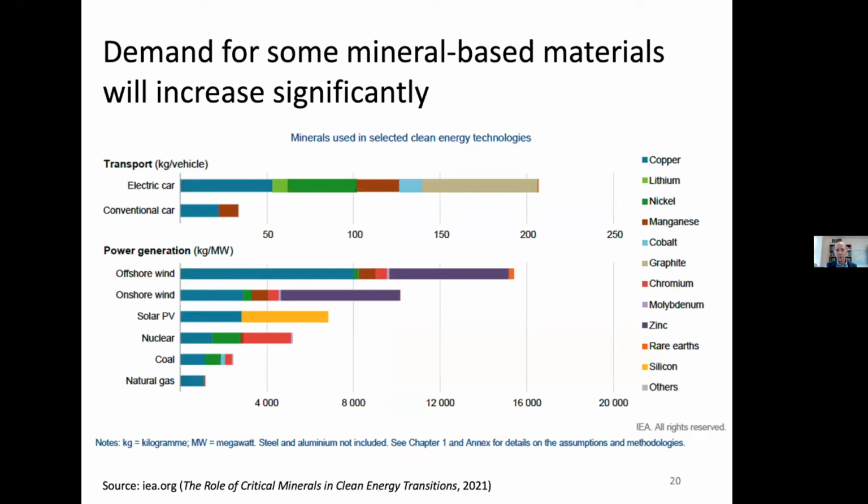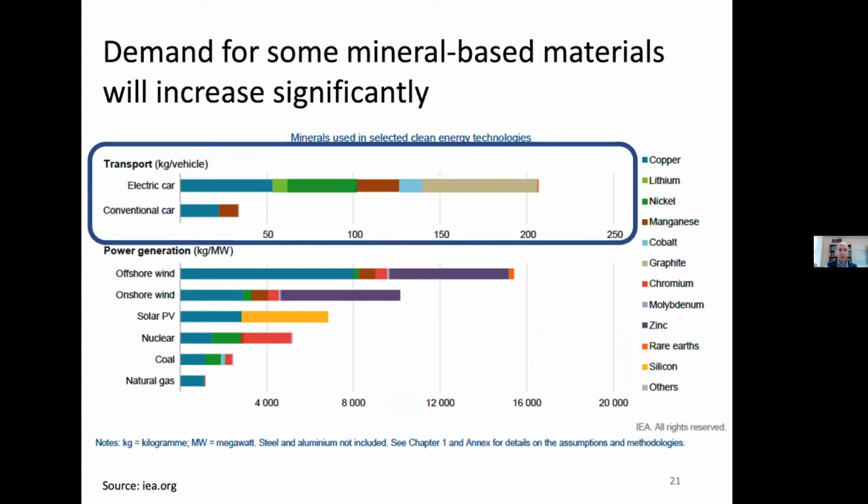A figure that is similar to what Jesse showed earlier, but this one from the International Energy Agency. Jesse showed a figure from a recent World Bank study, making the point that demand for some mineral-based materials will increase significantly. The International Energy Agency evaluated these mineral resources elements listed on the right-hand side. In the transport sector, as we go from left, the horizontal dimension, we have increasing kilograms per vehicle in the transport sector. Don't try to read the details of the figure.